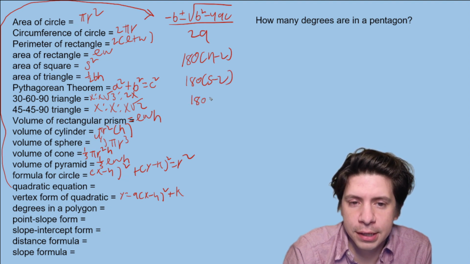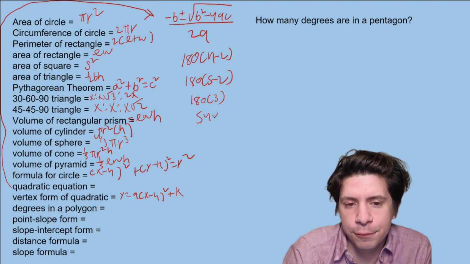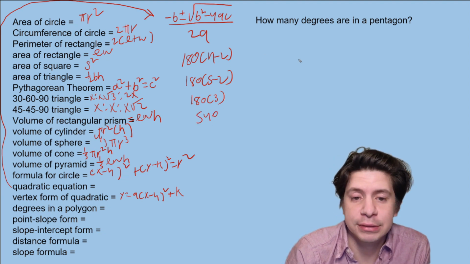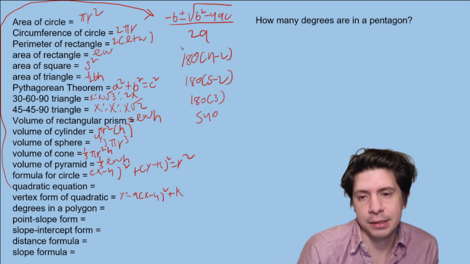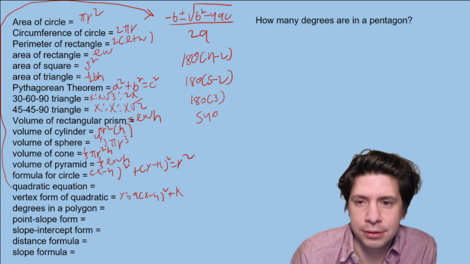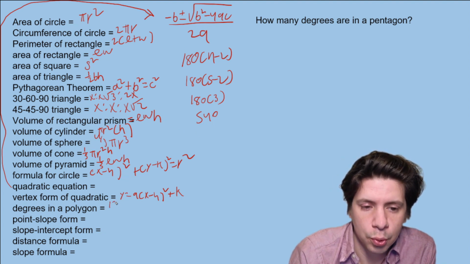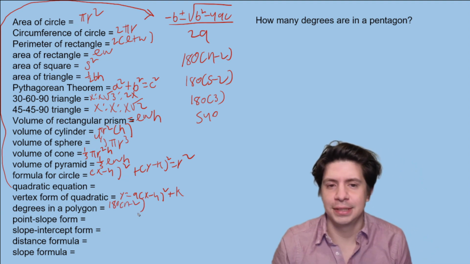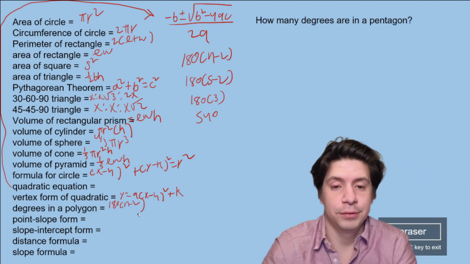So it's going to be 180 times 3, which gets us 540. If you wanted to find the number of degrees per side, you would divide that by the number of sides. So you do 540 divided by 5, and that will get you 108. So this is just going to be 180 times n minus 2. Nice and easy, right? Nice and clean. I love it when it's like that.